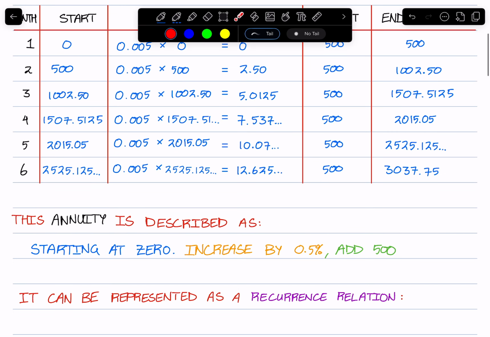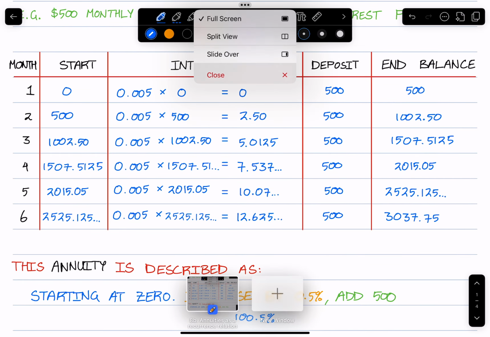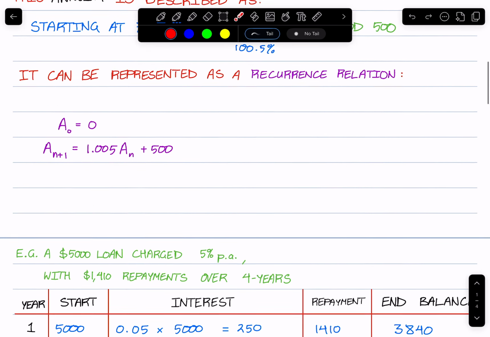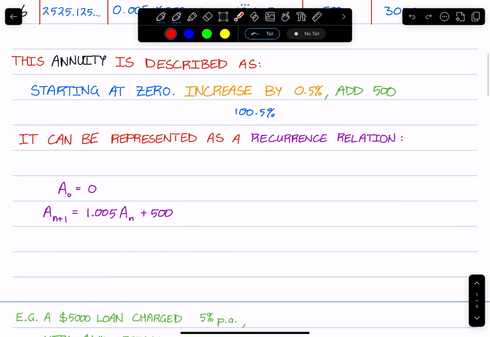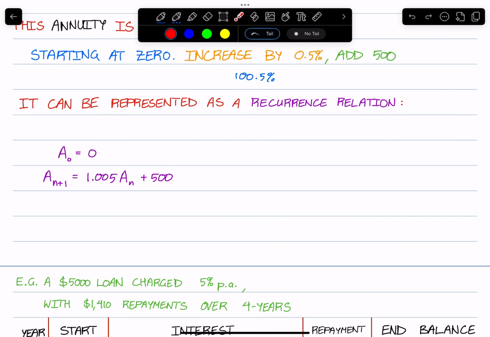A small change I'd like to add here: whenever we increase by a percentage, remember that we can just multiply by 100% plus the percentage we're looking for. So instead of finding 0.005, we can just multiply by 1.005 to find the increased amount. With that in mind, can you see how this annuity can be seen as this? I'll demonstrate how it can work.